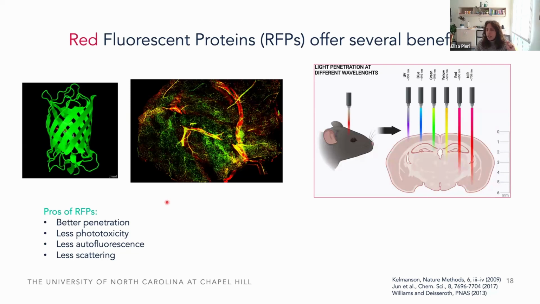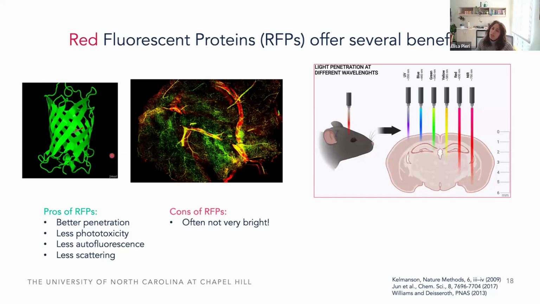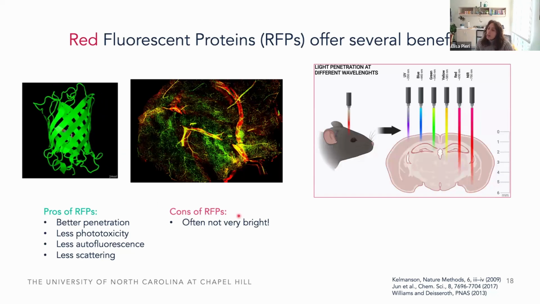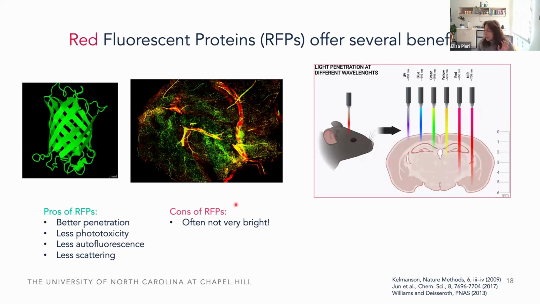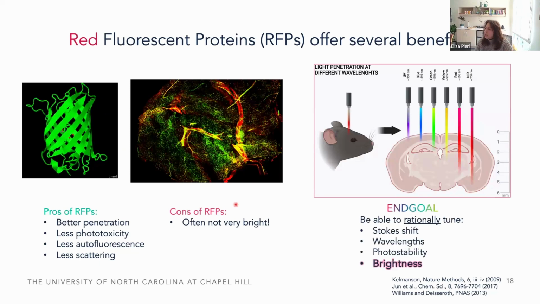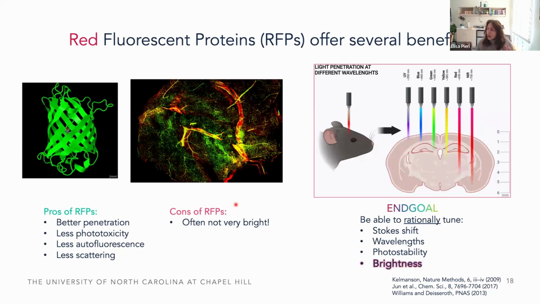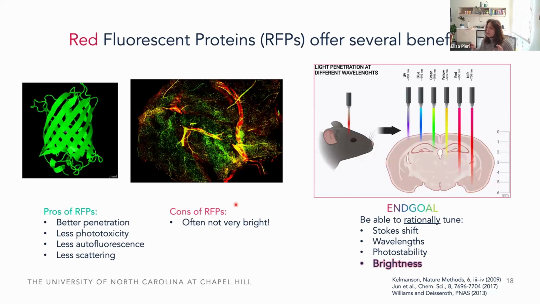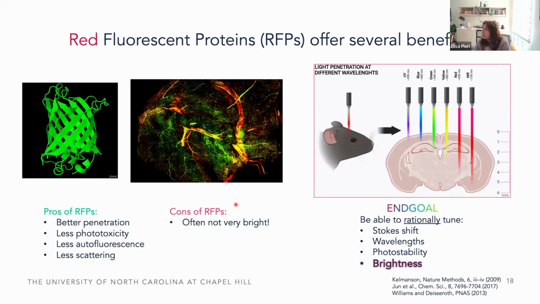However, there is a big con. The con is that usually when you engineer this protein to make it emit in the red light, somehow the protein becomes not very bright experimentally, which makes it really hard to use. So wouldn't it be good if we could know how to improve on a protein computationally so that it's both red shifted and bright?